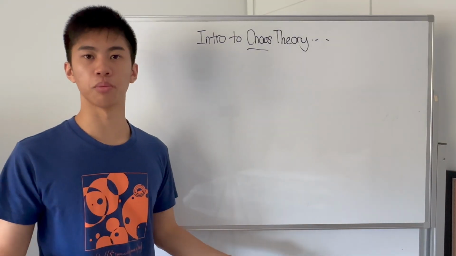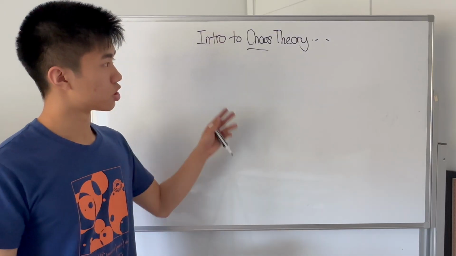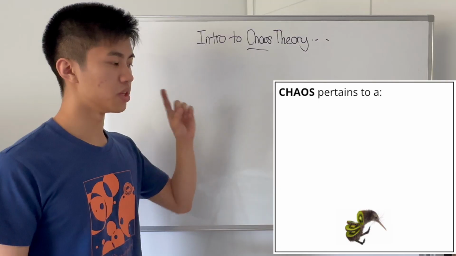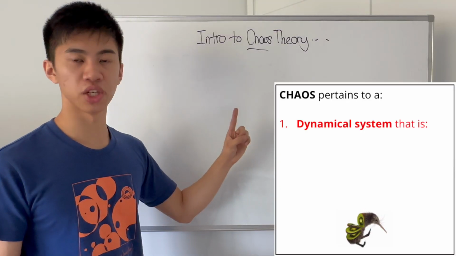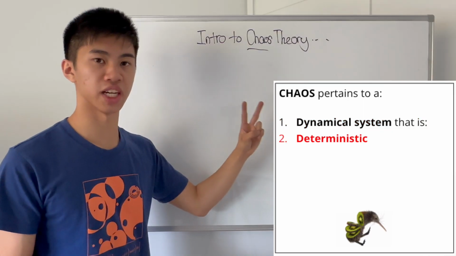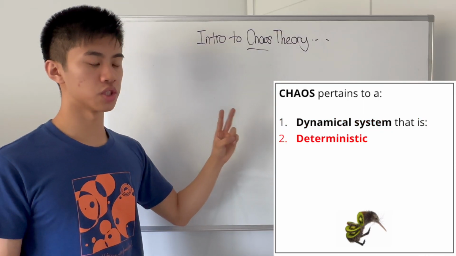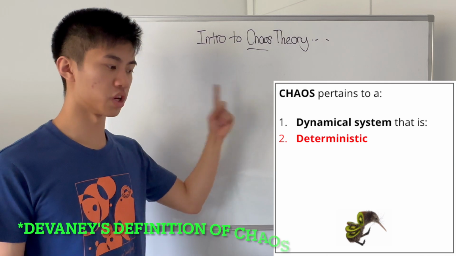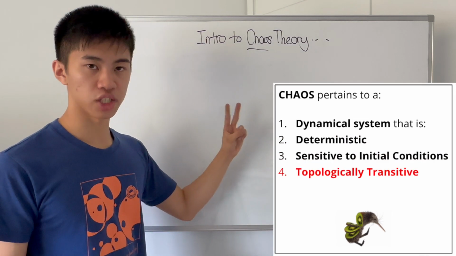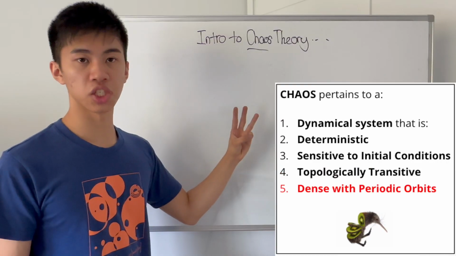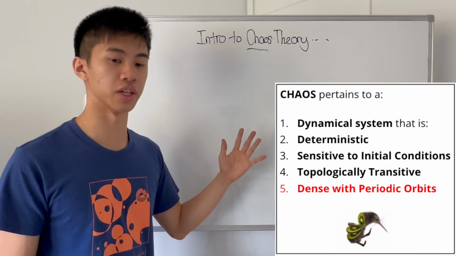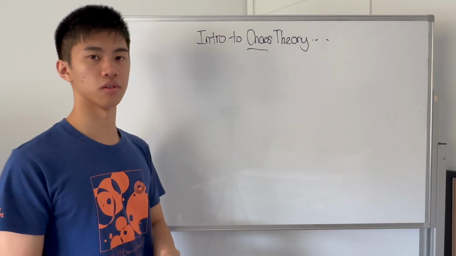Now for the more boring part of the video. So before we define chaos, we need to define 5 things. One of them is a dynamical system, which is the most fundamental object in this entire field. We need to define what a deterministic dynamical system is. Then there's 3 properties that define chaos: sensitivity to initial conditions, topological transitivity, and the density of periodic orbits. And so I'm going to be defining all those 5 mathematical things later in this video.